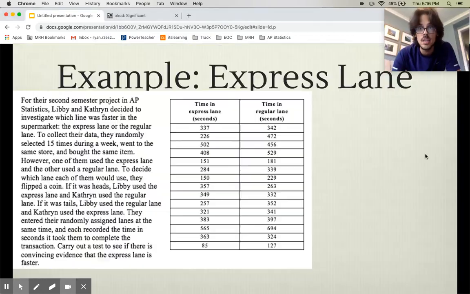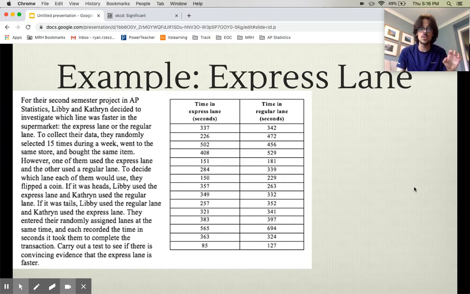Before we get into that, though, we are going to look at an example right here. What we have going on is two sets of data in this problem. There were two girls for their AP Stats project at the end of the year, where they do their nice little research setup. They wanted to see if the express lane at a grocery store was actually faster than the regular lane. So what they did is they both randomly selected times when they were going to go to the store. They went to the store, got the same item, and then they both entered their checkout lanes at the same time. It was randomly assigned who went to each lane.